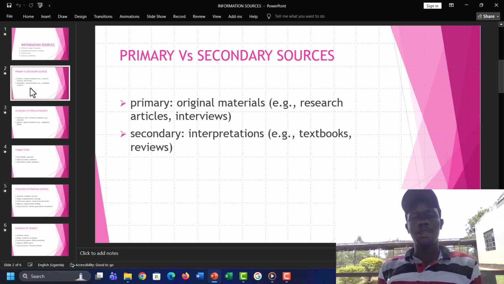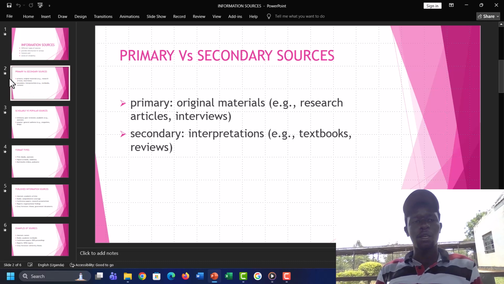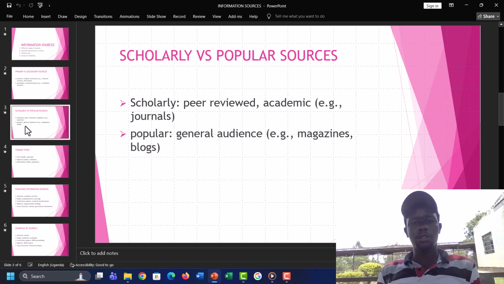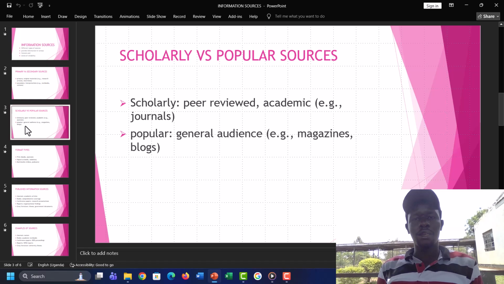Secondary information is the kind that analyzes the original textbooks. For instance, textbooks that have been made to review all those activities that are being researched on. And the third thing is scholarly and popular sources.